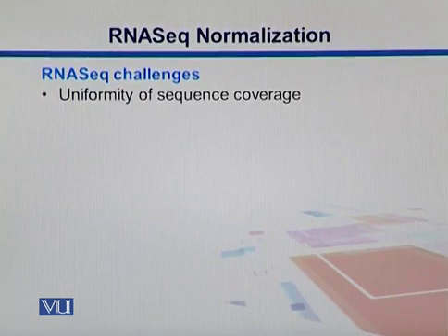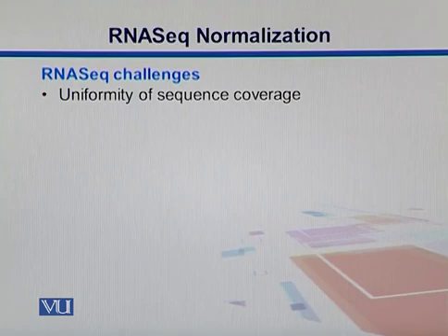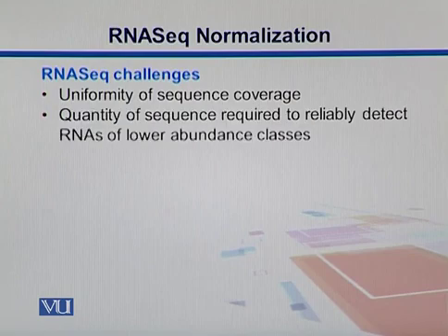So RNA-seq has some challenges. There is uniformity of sequence coverage. The sequencing reads which are coming from different regions of a genome or a transcriptome, are they uniformly derived from each area? That is an important aspect to cover. The quantity of sequence required to reliably detect RNAs of lower abundance classes might also be a big issue. So what quantity of RNA should we require so that we can capture the genes which are lowly expressed? Where you define the threshold is an important challenge.